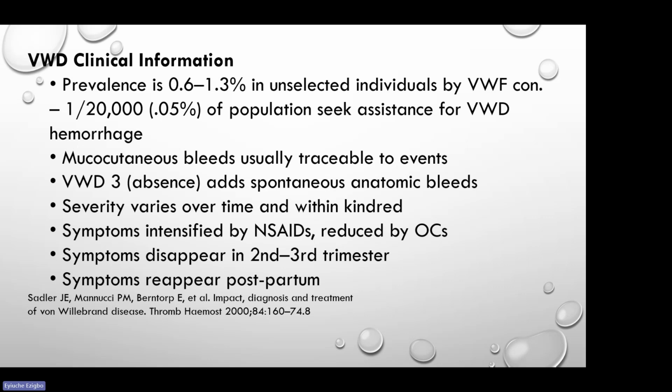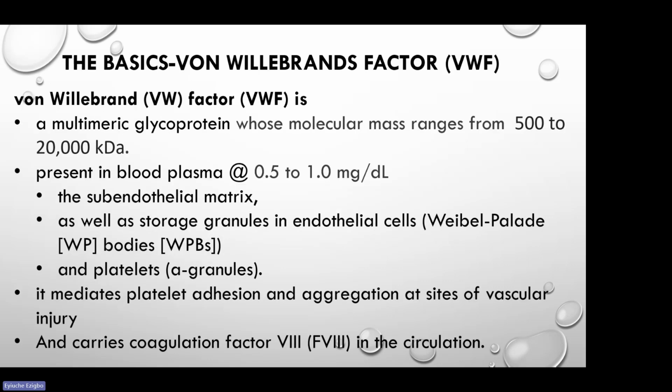Severity varies over time and within kindred. Symptoms intensify with non-steroidal anti-inflammatory drugs and are reduced by oral contraceptives. Symptoms disappear in the third trimester, that is for pregnant women who have von Willebrand disease. The symptoms seem to disappear because of the hypercoagulable state of pregnancy. Symptoms may reappear postpartum. These are some of the clinical findings in patients that present with this disorder.